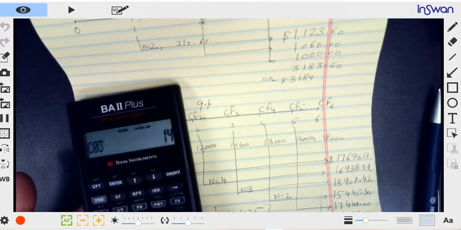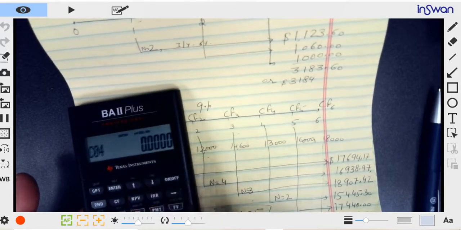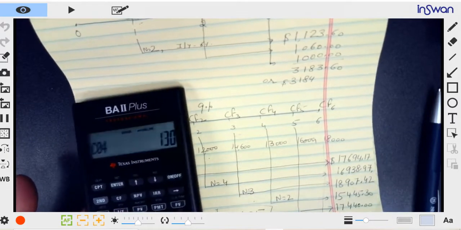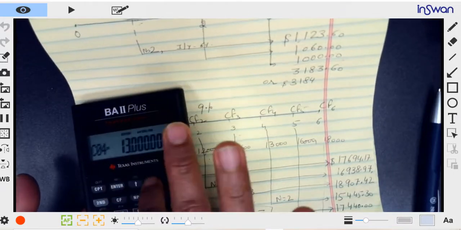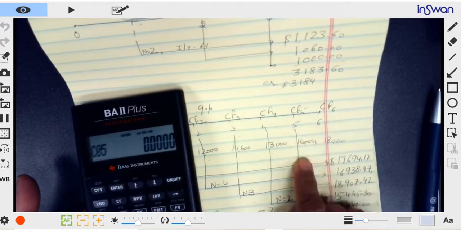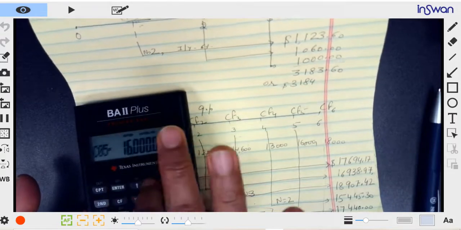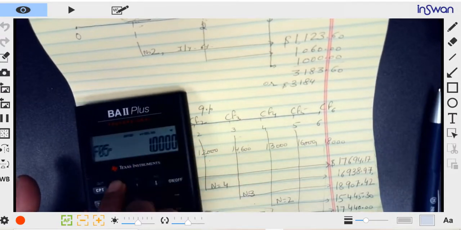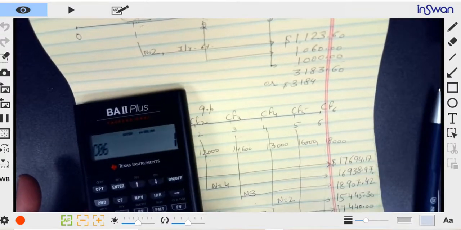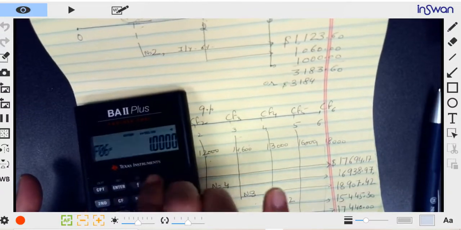Next one is 14,600. Enter, down arrow key. Frequency is 1, so enter, down arrow key. Fourth year's cash flow is $13,000. Enter, down, enter, down. Fifth year's cash flow is $16,000. Sixth year's cash flow is $18,000. The frequency again is 1.